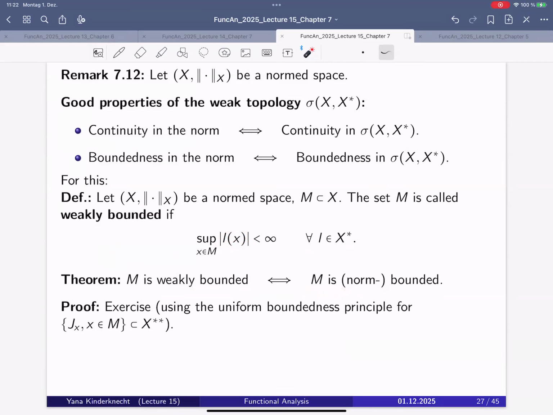And the proof is again an exercise, but everything is very similar to what we have already done today. We use the uniform boundedness principle, and from points of M we go to these point evaluations, which are elements of X double star. Okay. As an exercise, just using all the arguments which we have presented today, prove this statement.